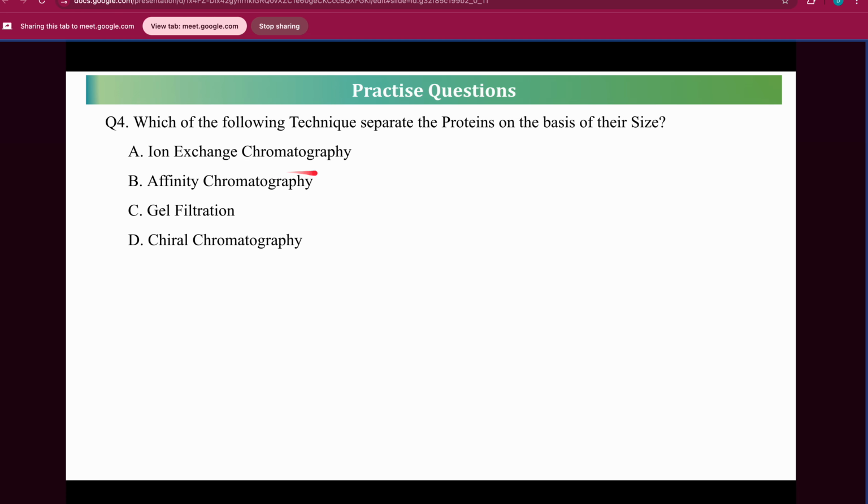So option A is ion exchange chromatography. Option B, affinity chromatography. Option C, gel filtration. And option D, chiral chromatography. So now you have to tell which of the following techniques separates the proteins on the basis of their size. I will give you 10 seconds and then we will discuss its answer.